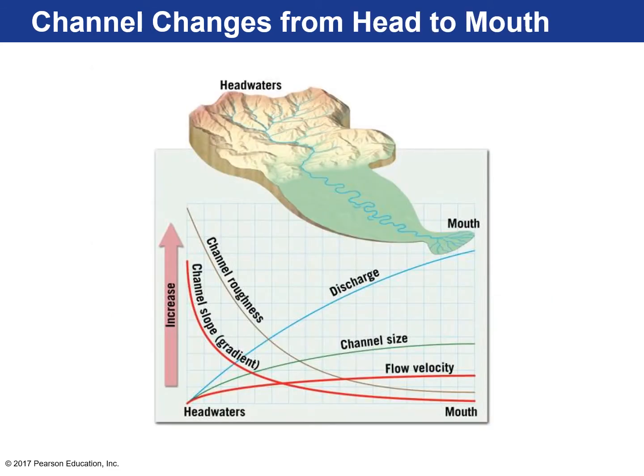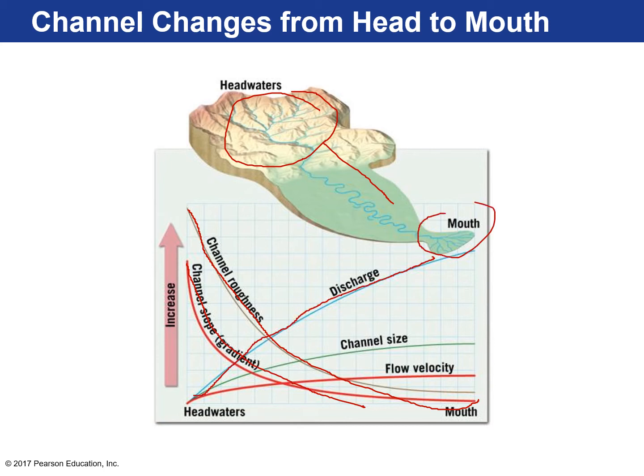So here are the changing factors. Channel roughness decreases as you approach the mouth of a river, and that's because here you have more bedrock being exposed, so that's really rough channels, and then here it's more sediment being deposited, so it's kind of flowing on top of sediment. Obviously the slope or the gradient decreases. Discharge increases, so the amount of water flowing through the area increases as you go to the mouth. Channel size also increases, and the flow velocity increases just slightly.